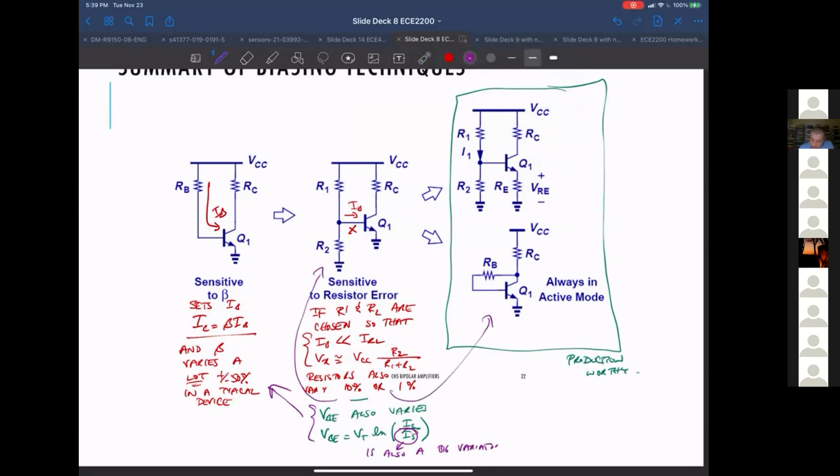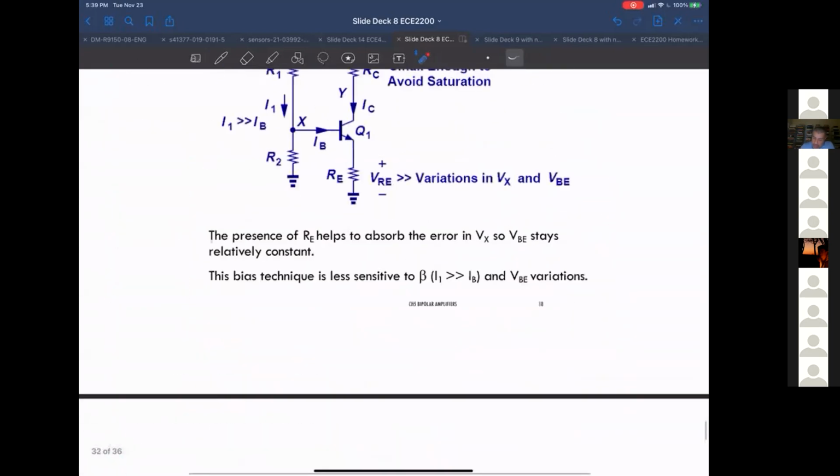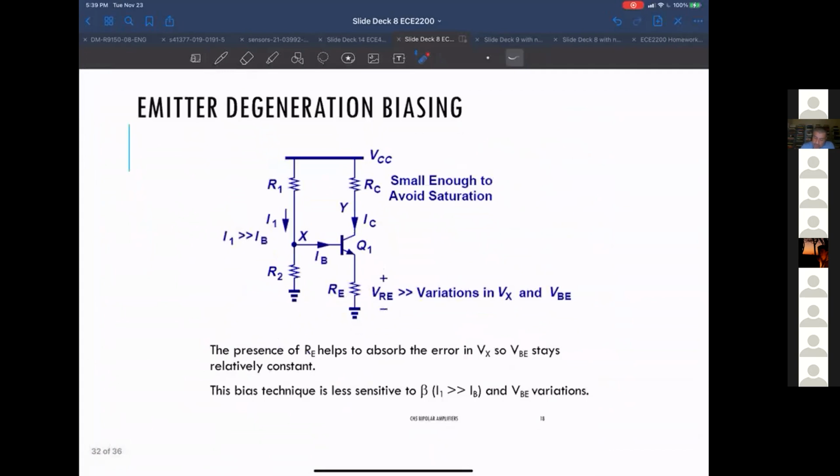So the next biasing thing that we're going to look at is this one. It's basically trying to get rid of this dependency on VBE, or at least reduce it somewhat. So what this is attempting to do is reduce the dependence on the resistor values, and reduce the dependence on VBE. All right, so let's take a look at what this looks like. It's a technique called emitter degeneration biasing.